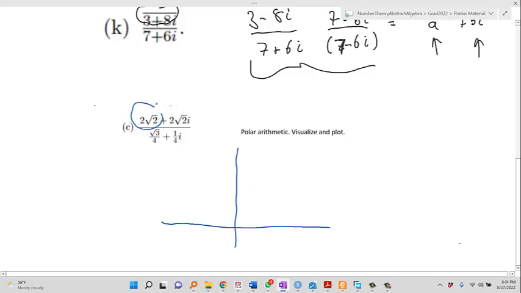Let's look at this numerator. 2 plus square root of 2 plus 2 plus square root of 2 times i. These are both positive, so it's in the first quadrant. In fact, they're equal, so it's out here on the 45-degree line somewhere. What is 45 degrees? Pi over 4. Right. This is 2 square roots of 2. This is 2 square roots of 2. The Pythagorean theorem gives that this is 4. We can work it out.